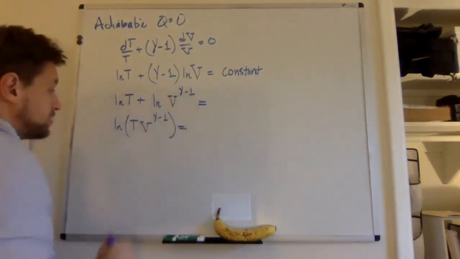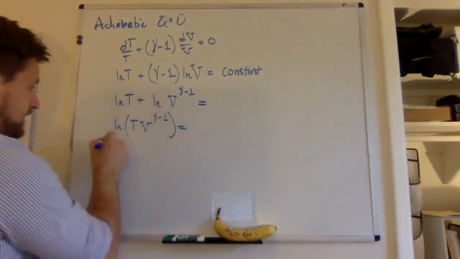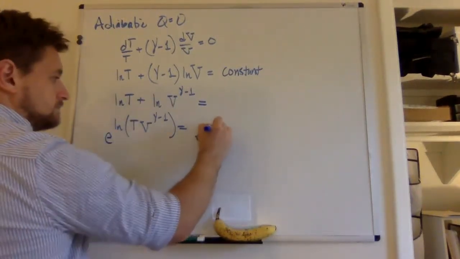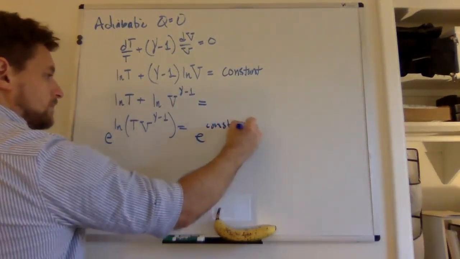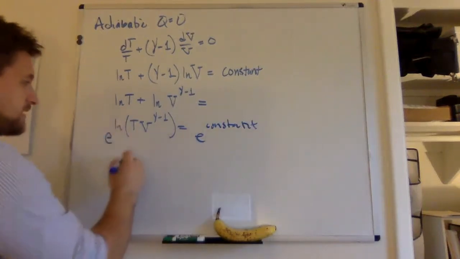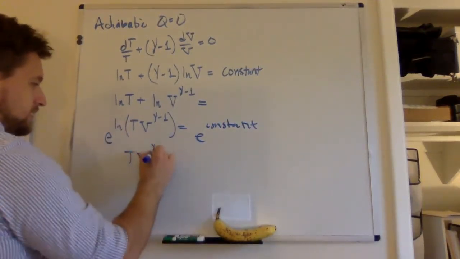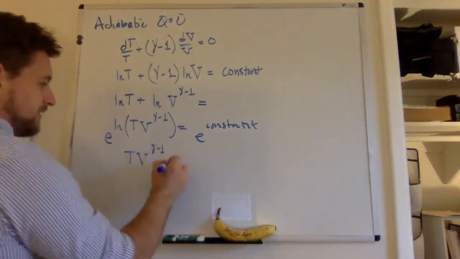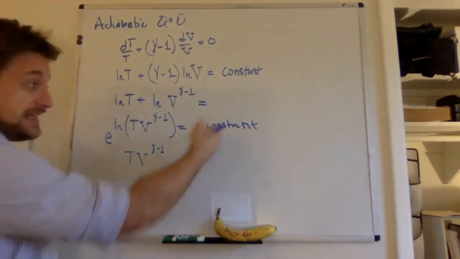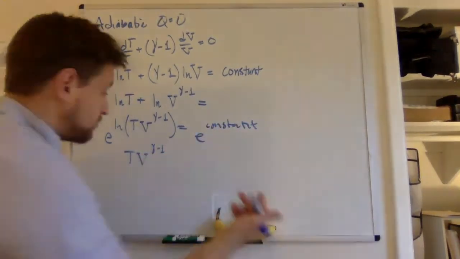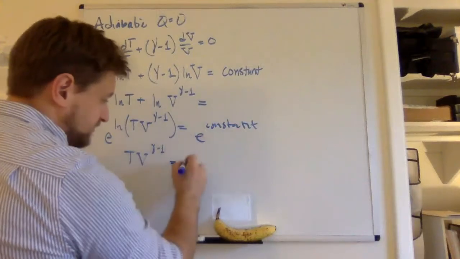Let's exponentiate both sides. E to the that cancels the natural log. The product of t and volume raised to the gamma minus 1 is, again, constant. E to the something is just another number. I don't care what it is. It's some constant.